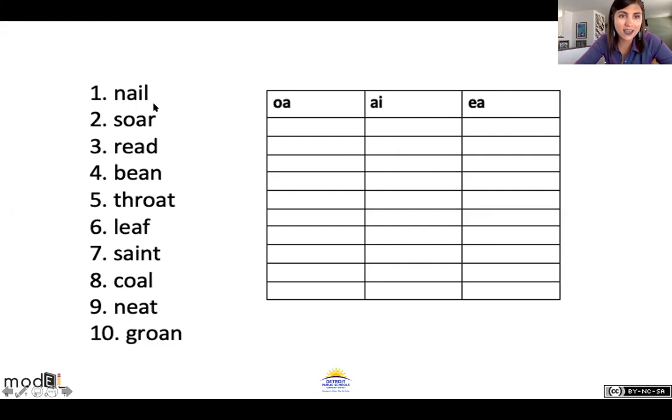So number 1 is nail. 2, soar. 3, read. 4, bean. 5, throat. 6, leaf. 7, saint. 8, coal. 9, neat. 10, groan, because OI would say oi. OA says what? O. So groan.